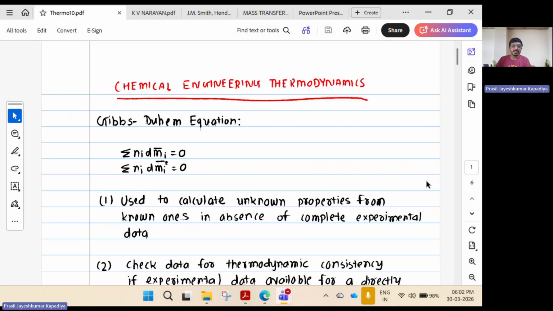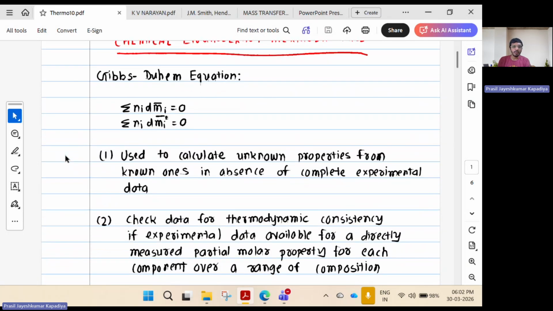That consistency is checked by using the Gibbs-Duhem equation. In terms of partial molar property, it is the summation over all components i equal to 1 to C of Ni dMi bar equals 0 when we are dealing with solutions, and summation Ni dMi bar excess equals 0 when we are dealing with excess properties. These are used to calculate unknown properties from known ones in the absence of complete experimental data.